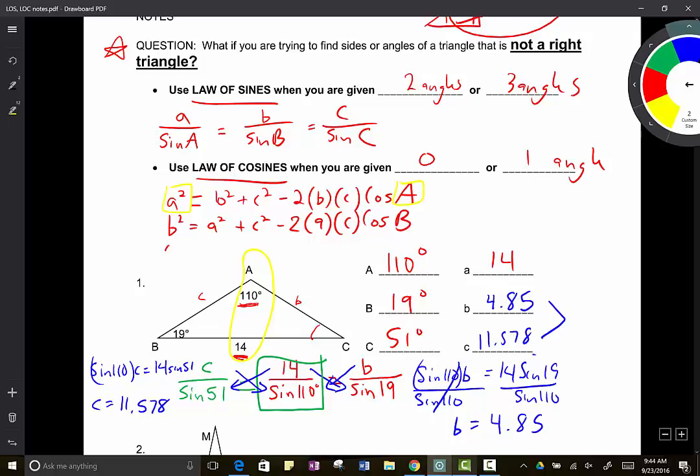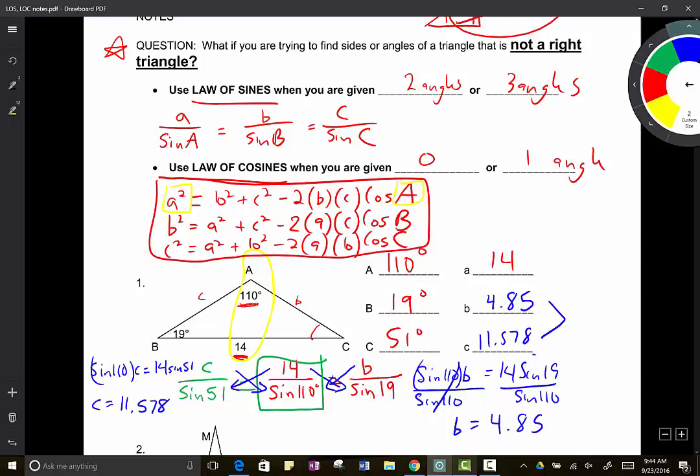And then lastly, if we put a C out here, this would become A squared and B squared minus 2AB cosine of C. C matches the C out front. Okay? This formula is strange, but a lot of it is used on our calculator, so it's actually not that difficult. Okay? Law of cosines when you're given 0 or 1 angle.